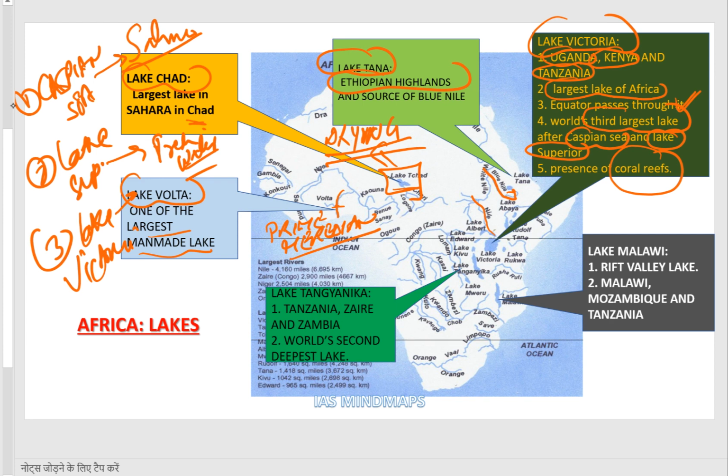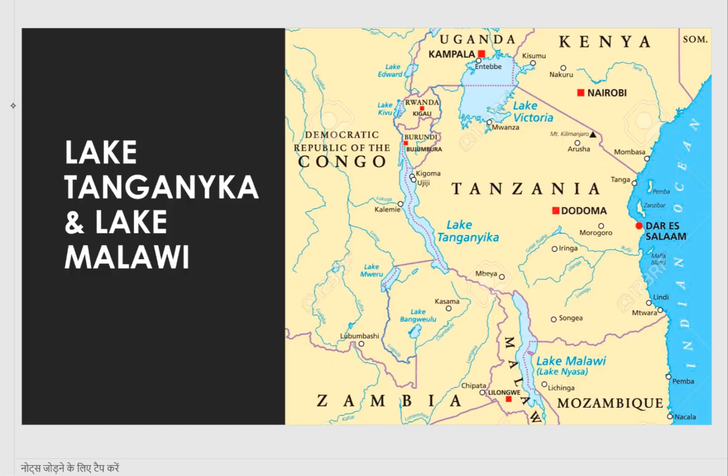And moving southwards, there are 2 very famous lakes, Lake Tanganyika and Lake Malawi, lying between many countries. We are going to see these 2 lakes in detail. Lake Tanganyika, as you can see, is present out here. The boundaries of Tanzania and Burundi are in the east, and the boundaries of Congo and Zambia are in the west.